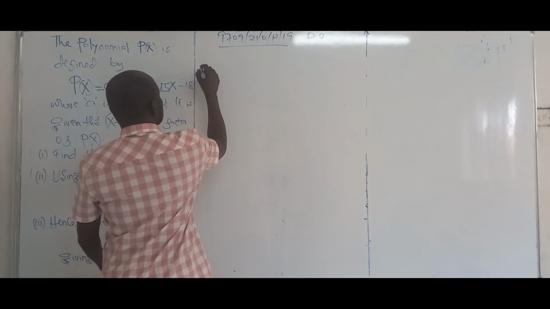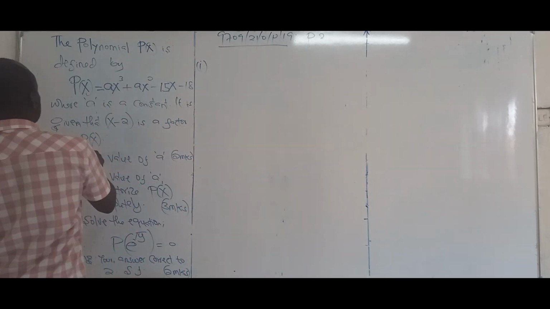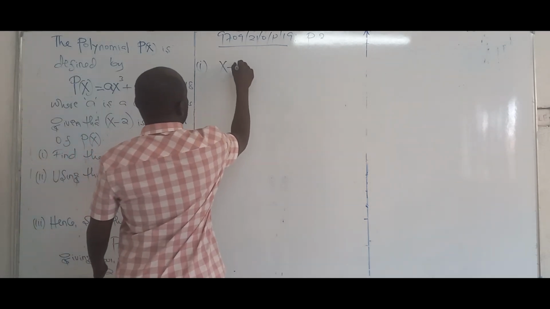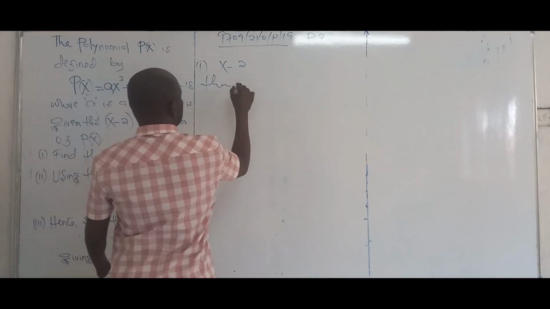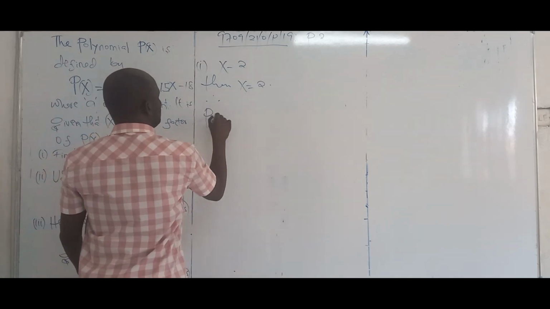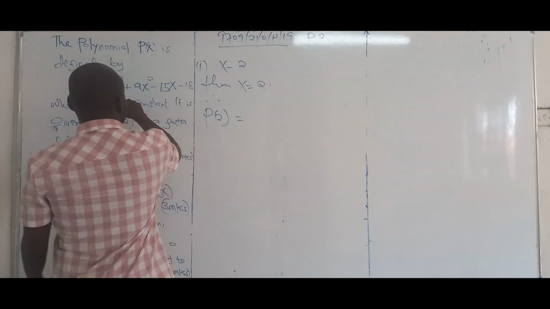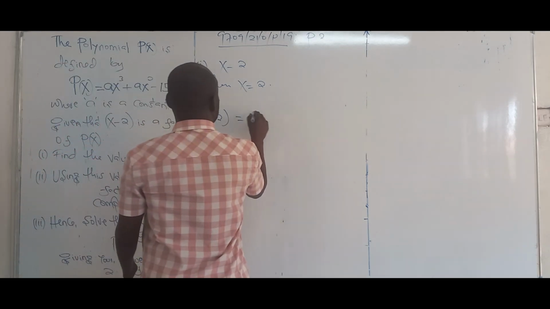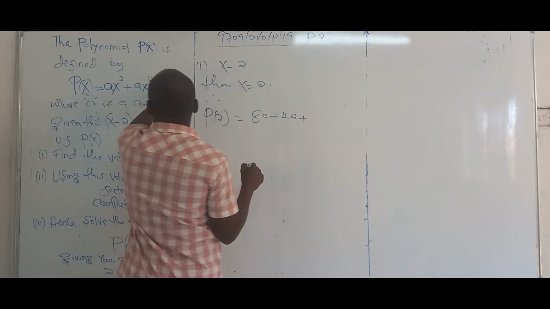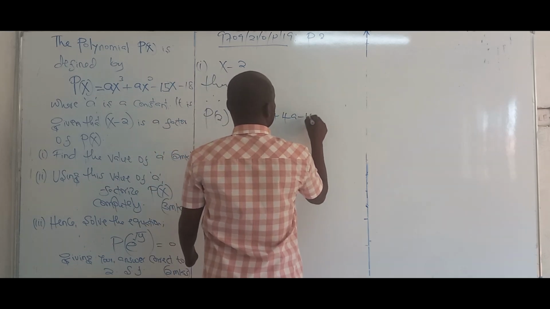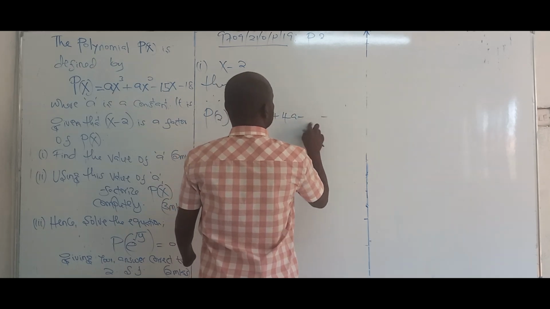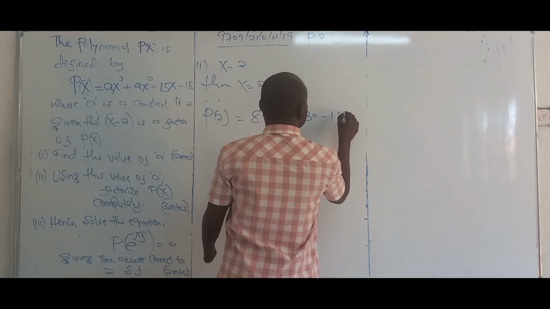Now I will start with the first one. We are told that x - 2 is a factor of p(x). If x - 2 is a factor, then we take x to be 2, therefore p(2) will be given by, where there is x, we put 2. So that will be 8a plus 4a, minus 15 times 2, that's 30, minus 30, minus 18.